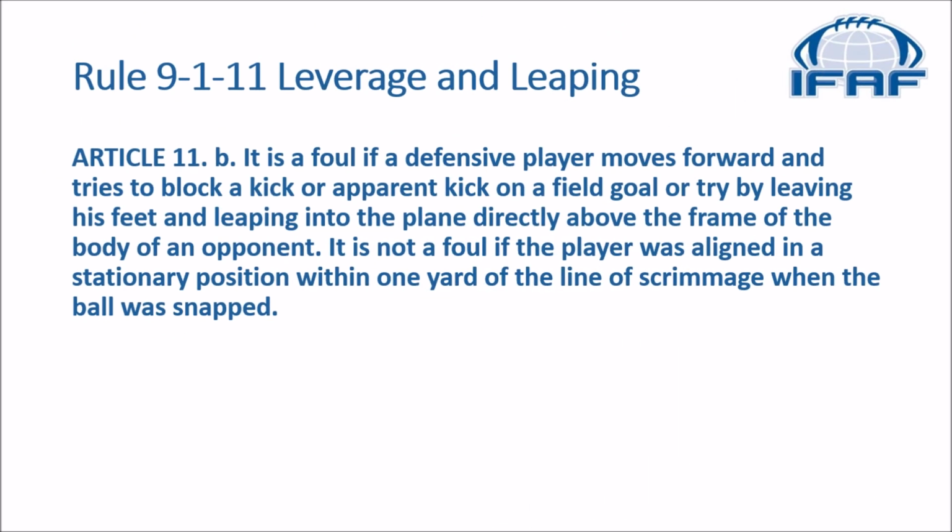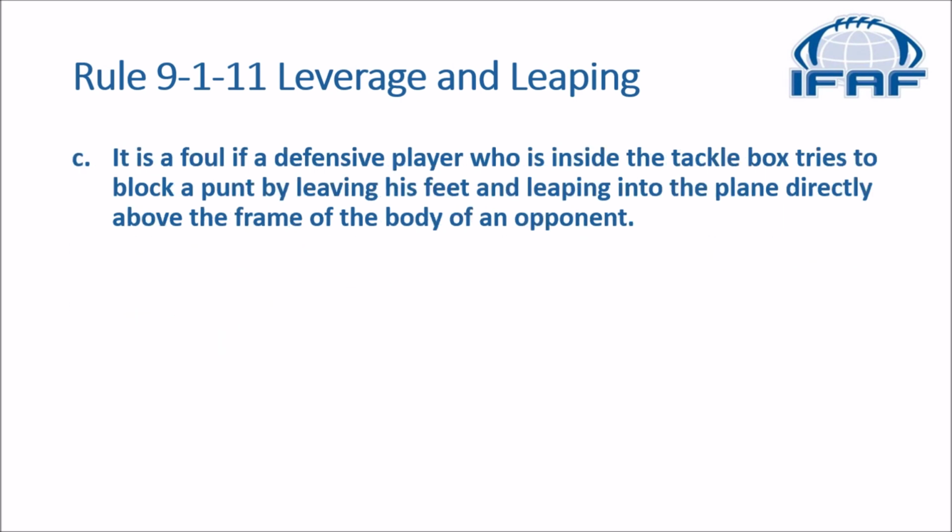In the rulebook, we go to 9.1.11, leverage and leaping. Article 11b. It is a foul if a defensive player moves forward and tries to block a kick or apparent kick on a field goal or try by leaving his feet and leaping into the plane directly above the frame of the body of an opponent. It is not a foul if the player was aligned in a stationary position within 1 yard of the line of scrimmage when the ball was snapped.